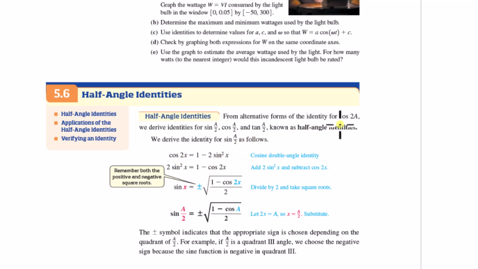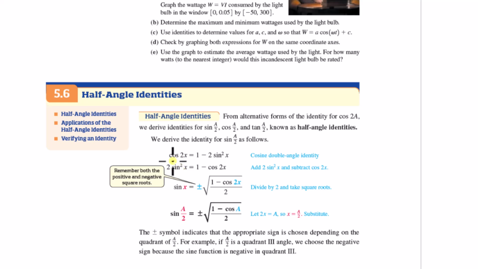So they said, we're going to start with a double angle formula. Cosine of 2x we know is 1 minus 2 times sine squared of x. That's from a double angle identity. They solve for sine x and get this. And it notes, remember to include the plus and minus.